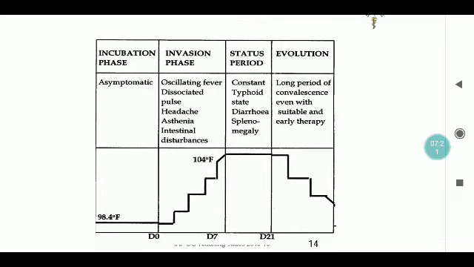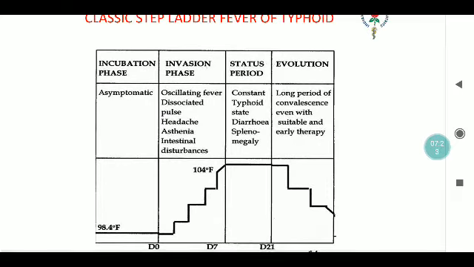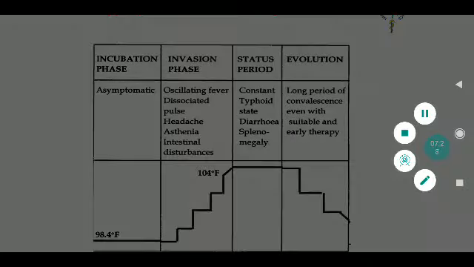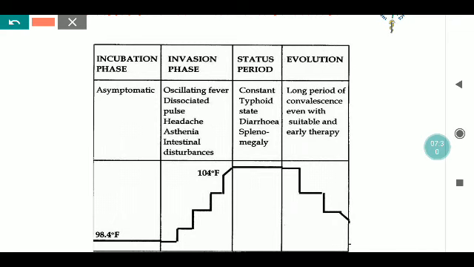Now, if you do classify enteric fever into 4 phases, the first being incubation, second being invasion, third being the status, and fourth being evolution. Generally, in the incubation phase, the first phase, the patient will be asymptomatic and baseline temperature will be maintained. And gradually, in a stepwise manner, there will be an increase during the invasion phase. During the invasion phase, there will be an oscillating fever with dissociated pulse, headache, as well as gastrointestinal disturbances such as diarrhea or vomiting.